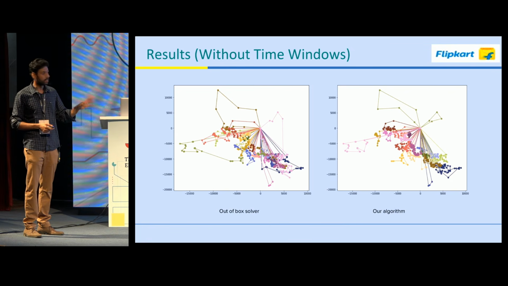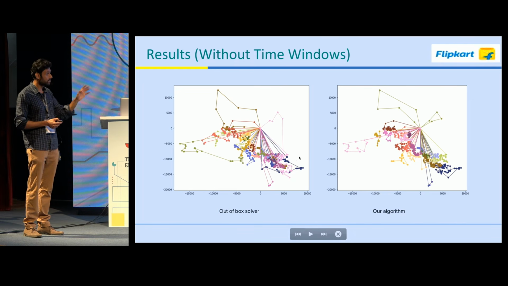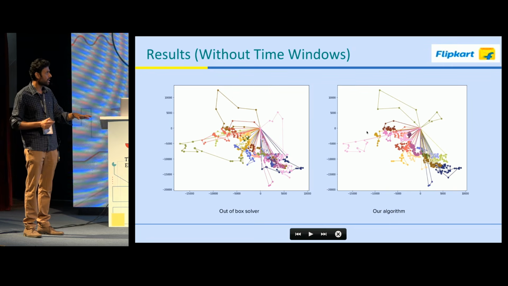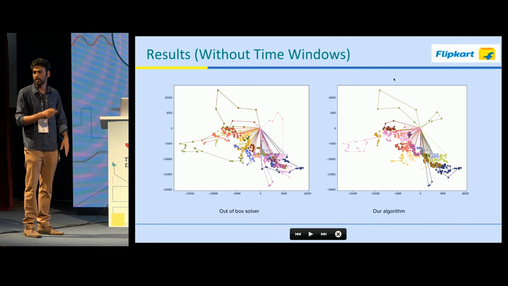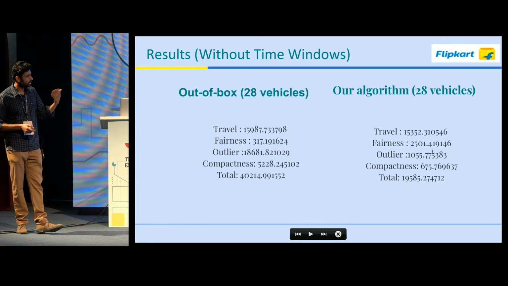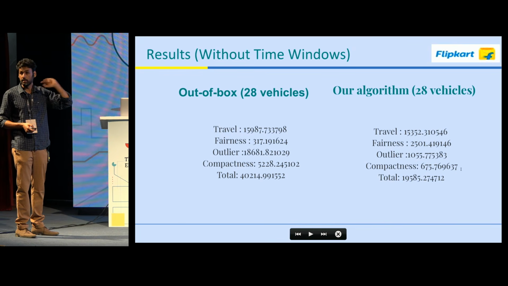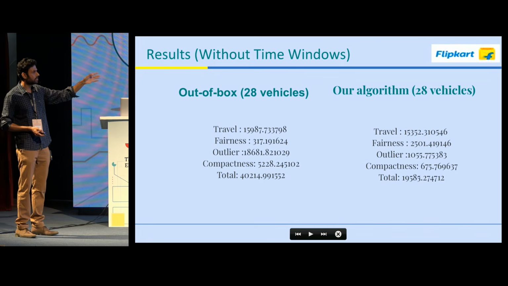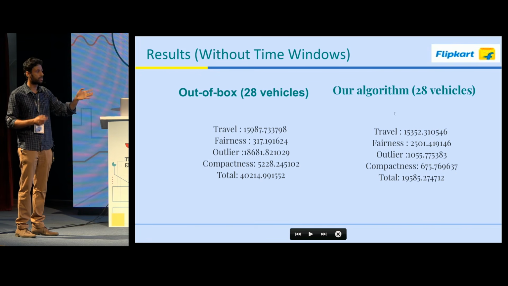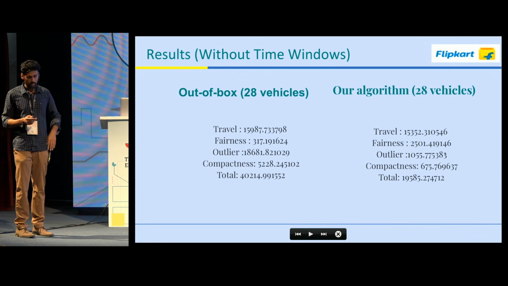It's a little bit harder to see here. What you see on the left-hand side again is the out-of-the-box solver, and this one is our algorithm. If you observe closely, even here there are lots of routes that are spread out, whereas here it's relatively compact. In fact, if you zoom into this, you'll find the same thing in other regions as well. And if you look at the cost, again the fairness cost increases in our algorithm. It's relatively more uneven, but the other things compensate for that in a much bigger way. So you're reducing the overall cost by more than half.